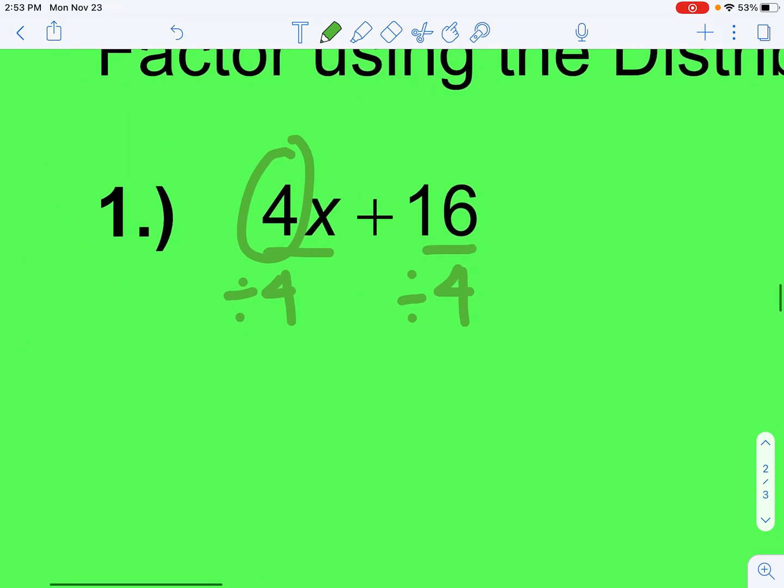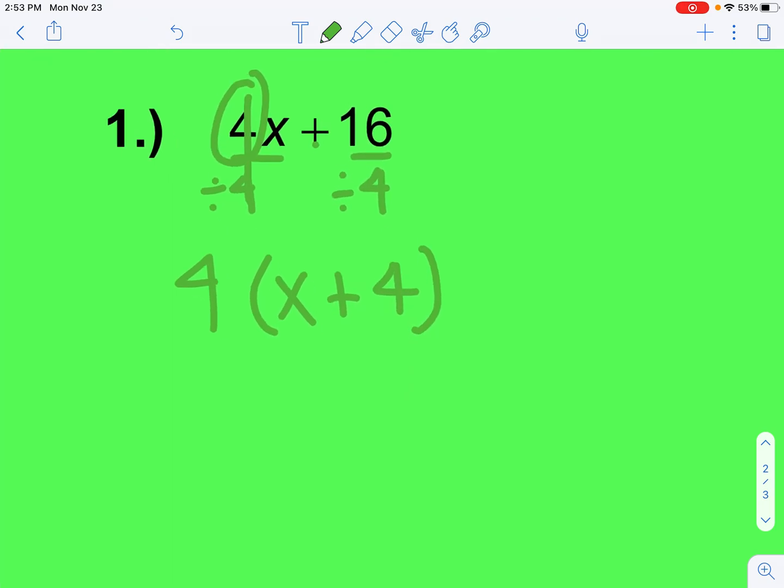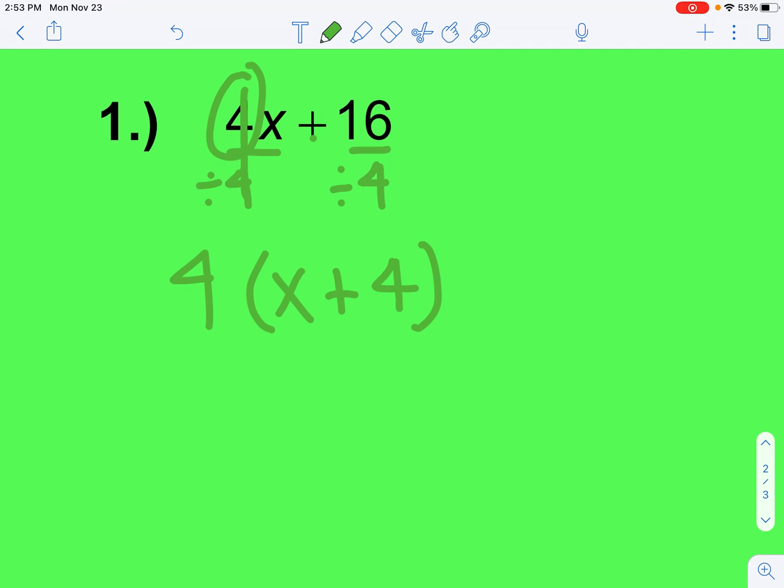I'm pulling a 4 out of both of them, so that 4 goes on the outside. And now I think, what's left? Well, 4x divided by 4 just gives us x left. And then I have a plus. And then we have to figure out what's 16 divided by 4. 16 divided by 4 is 4. So our factor is 4 times x plus 4.